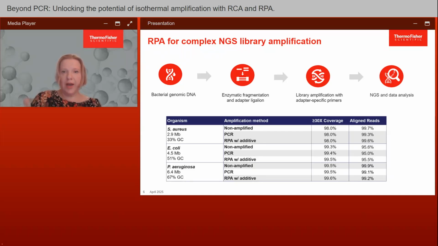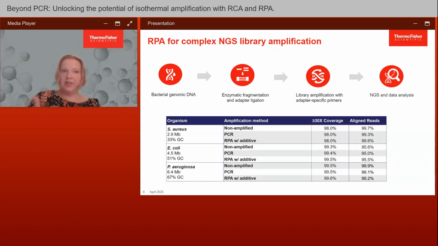After this step, we had a very complex mixture of genomic DNA, where all the ends are the same because they are sequencing adapters, and in the middle can be a sequence of almost any GC content. Then we did amplification with primers that are complementary to the sequencing adapters. We did it in parallel using RPA and using specialized PCR master mix for library amplification.